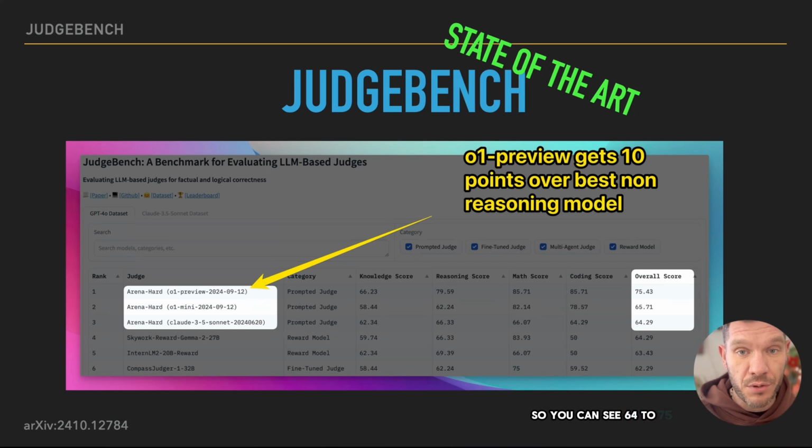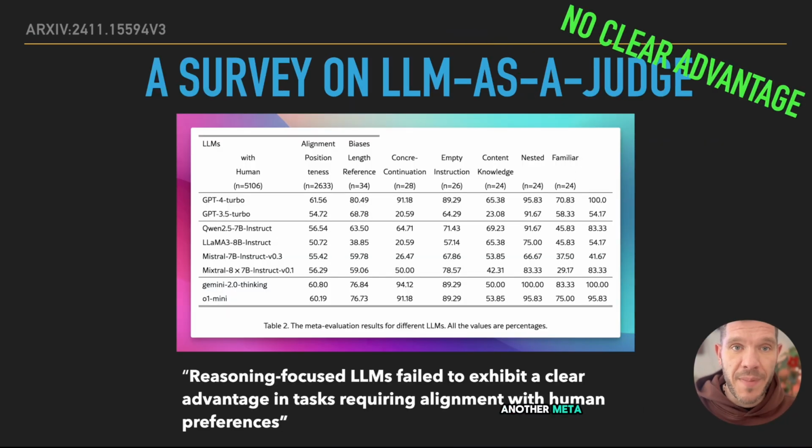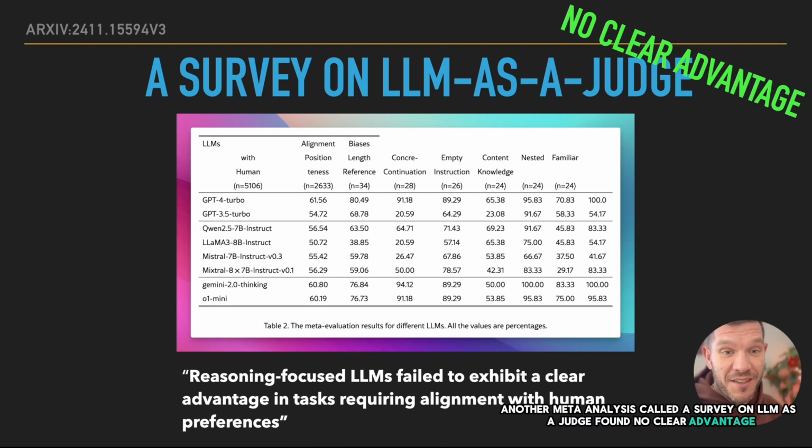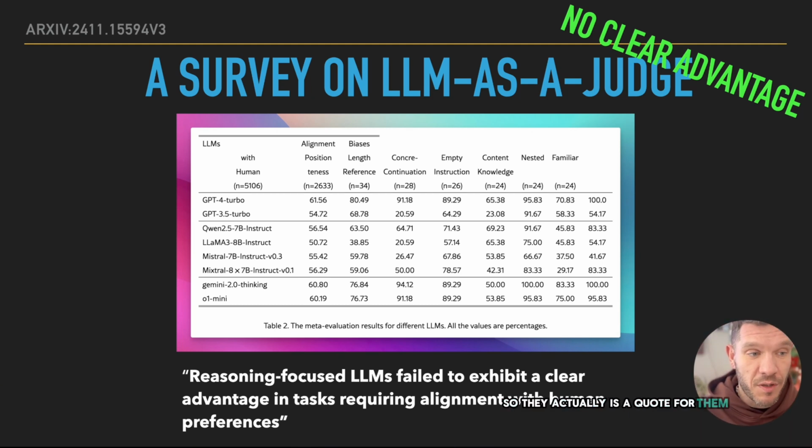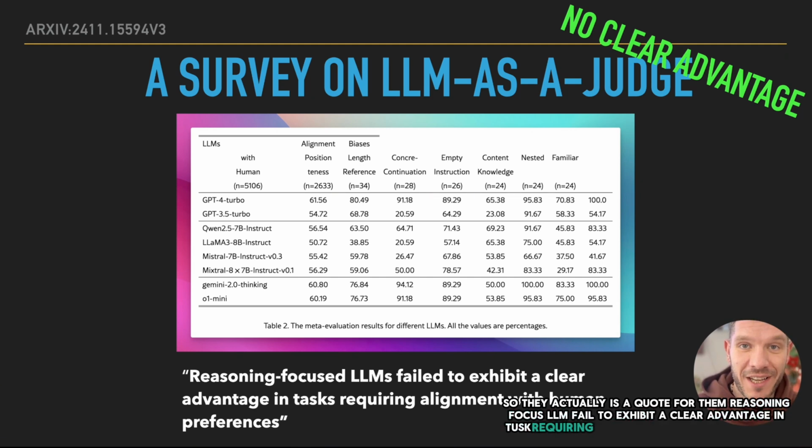So you can see 64 to 75 jump, almost 10 points. So this is a significant improvement, definitely state of the art on judging. Another meta-analysis called a survey on LLM as a judge found no clear advantage. This is a quote from them: reasoning-focused LLMs failed to exhibit a clear advantage in tasks requiring alignment with human preference.